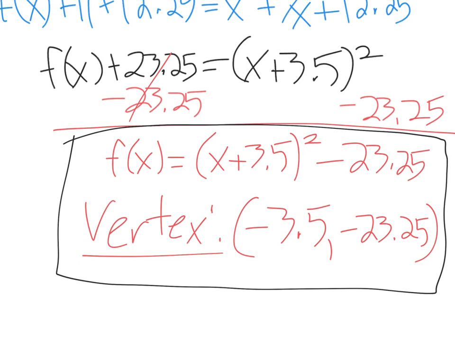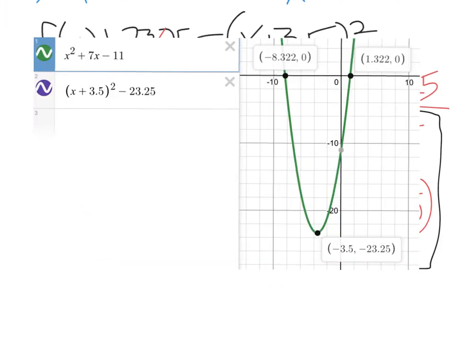And then remember, when identifying the vertex from vertex form, flip the sign on the inside, so I'll have negative 3.5 for my x coordinate. Keep the sign the same on the outside, so I'll have negative 23.25 on the outside. And like the other ones, the graphs will still completely overlap, and you can always double check your vertex by tapping on it. So that's going to draw these notes to a close.